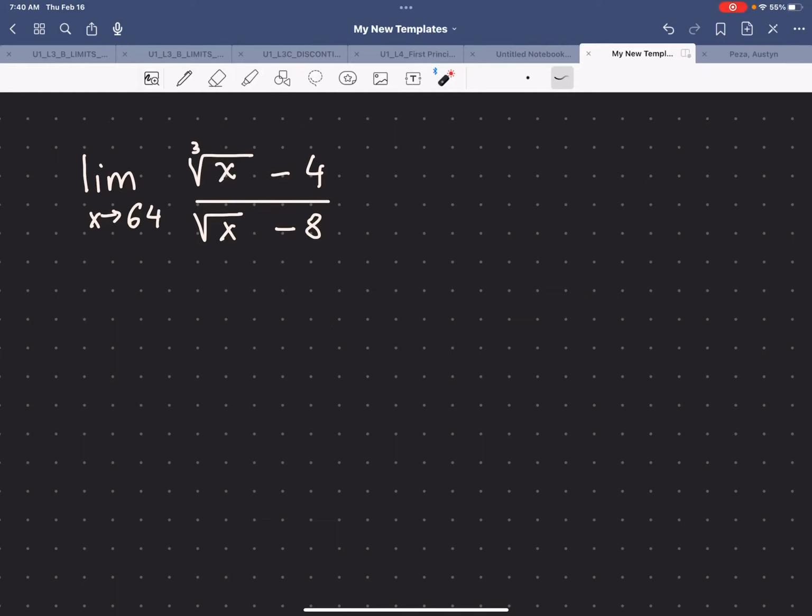Let's take a look at another interesting limit. This time we have the limit as x approaches 64 of the third root of x minus 4, divided by the square root, or the second root, of x minus 8. Now, as you can see, by direct substitution, we'll obtain the third root of 64, which equals 4, minus 4, that would be equal to 0. And then in the denominator, we'll have the square root of 64, which is 8, minus 8, which would equal 0.